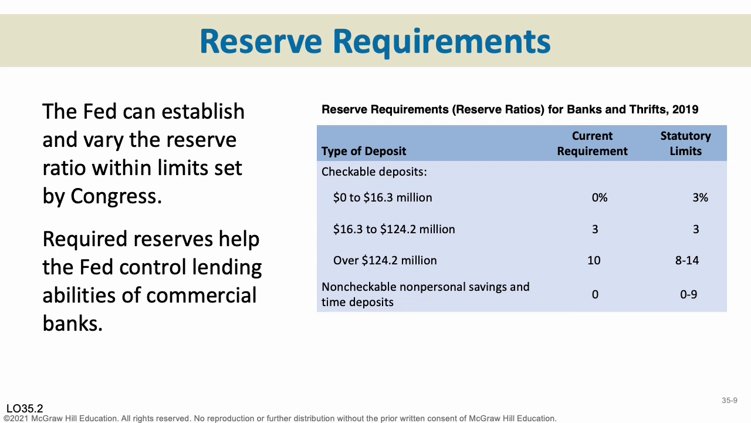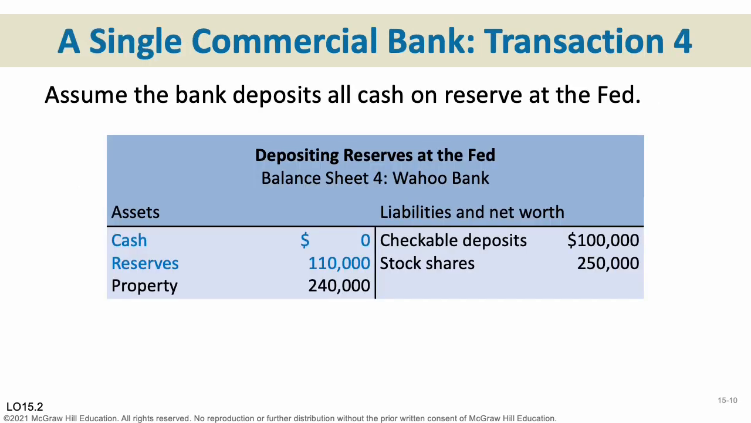And non-checkable, non-personal savings and time deposits, so various savings accounts, CDs that are not checking account based, can be anywhere from 0 to 9%, currently 0% required in reserve. So if we look here, the bank takes its $110,000 in cash and changes it to reserves. Remember, banks have to deposit their reserves in a Federal Reserve Bank, and once again, assets and liabilities match.